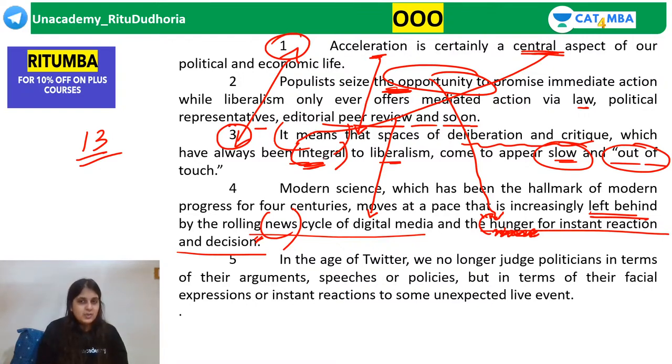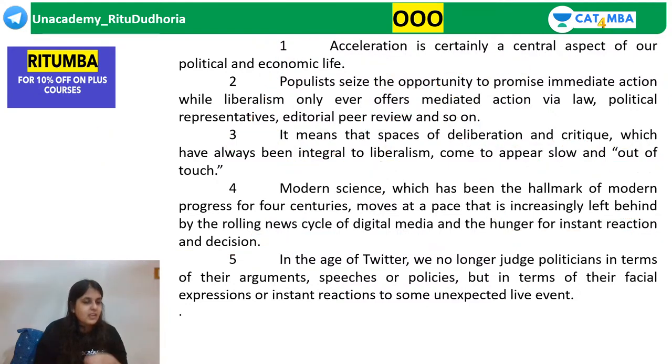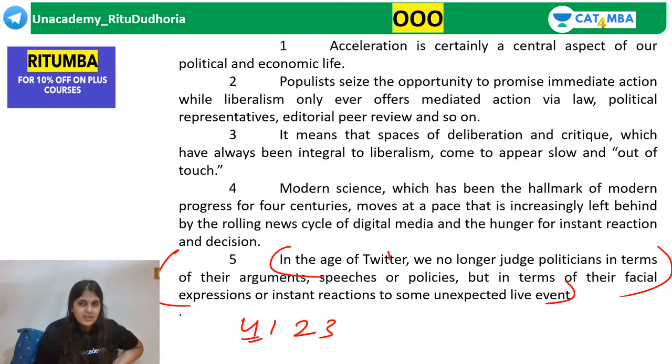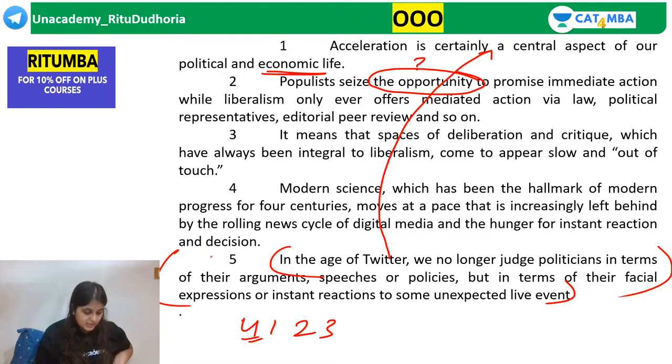The opportunity. Which opportunity? Now, I'm going to show you a paragraph which is framed with five sentences in mind. So I'm going to take one of your orders. Let's take Dhriti's order. Dhriti says 4, 1, 2, 3. Suppose I start with 4. Acceleration is certainly a central aspect of our political and I still have a problem with economic. Populists seize the opportunity. Which opportunity?